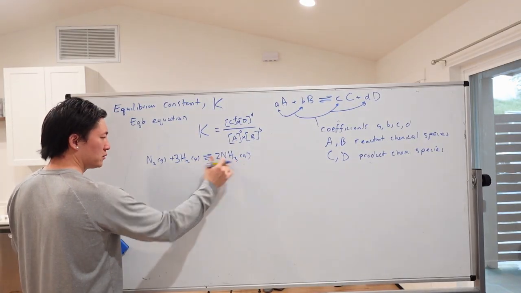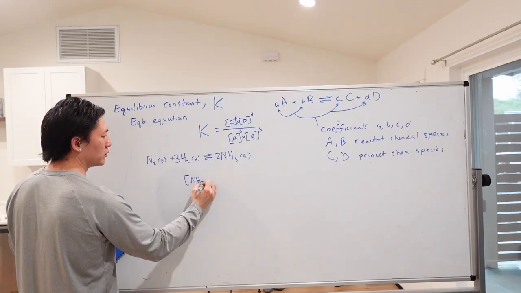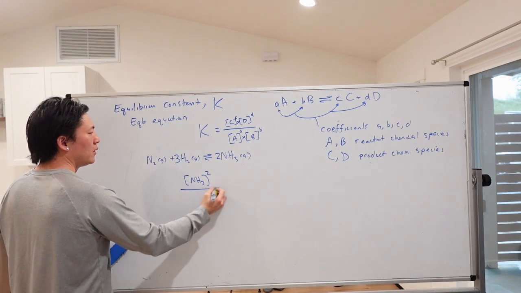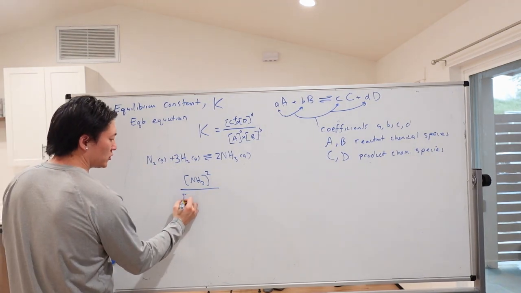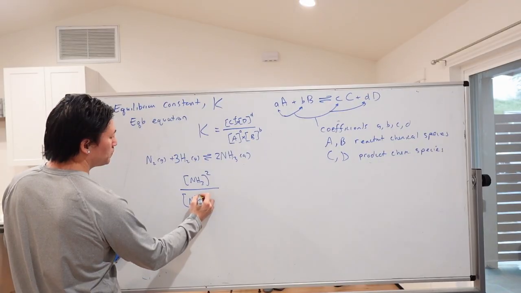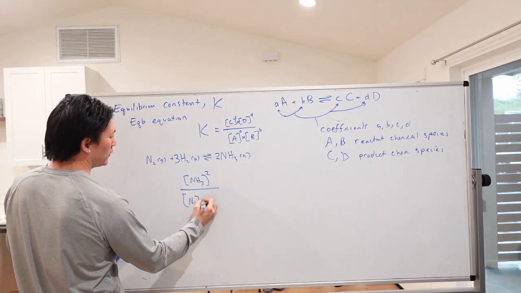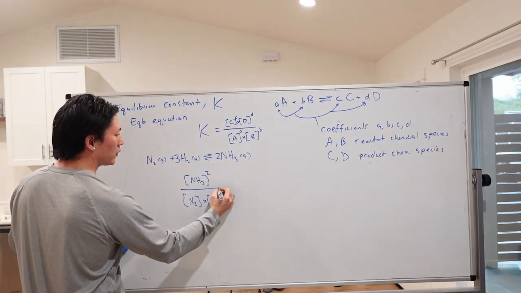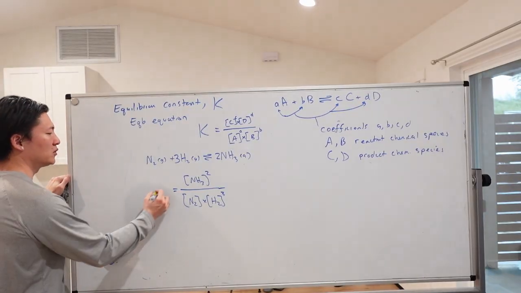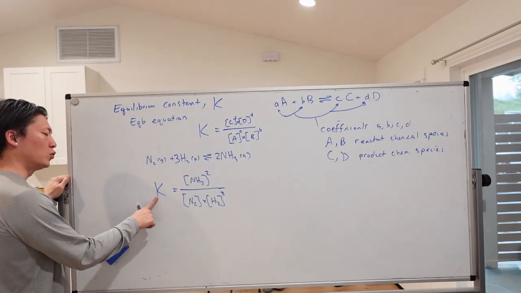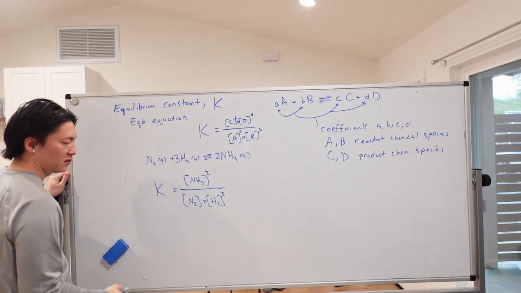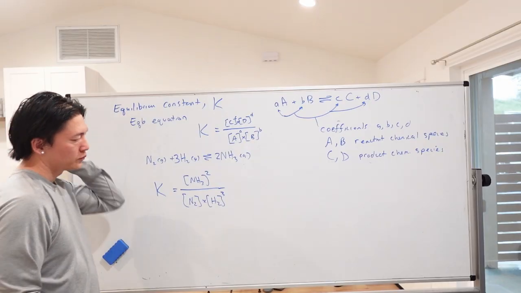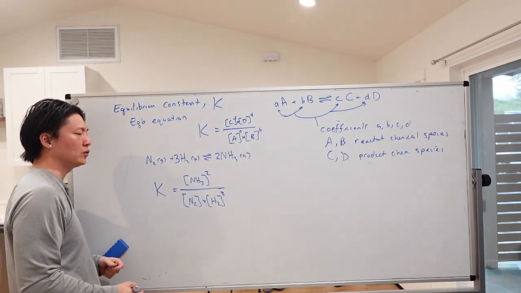So that's the products, the concentration of NH3 raised to this 2 power, because the coefficient 2 goes there, divided by the reactants concentrations, N2 times the concentration of H2, and that's cubed. And so this is the equilibrium constant and how you would calculate these. Now, I would have to give you these concentrations, and these concentrations are at equilibrium.